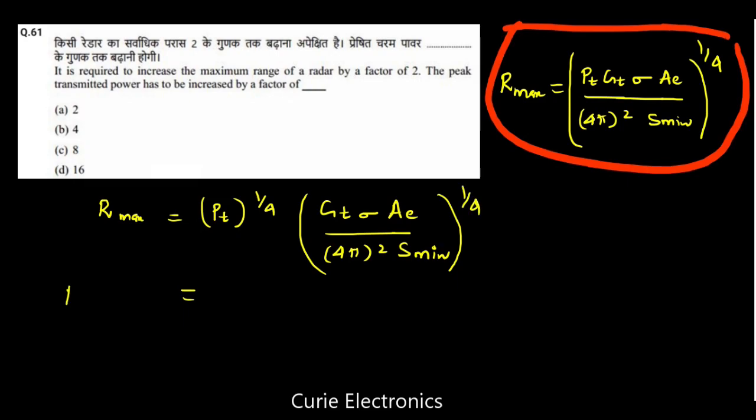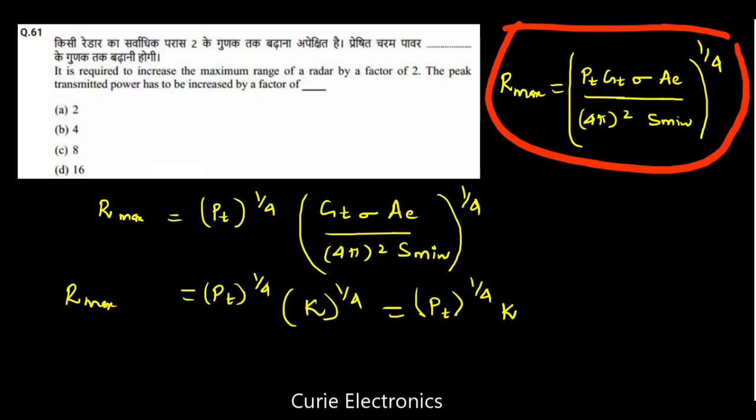So now my R max, radar range maximum, equals PT to the power 1 by 4. These terms all I will take as a constant to the power 1 by 4. Again the same thing, how do I write? Transmitted power to the power 1 by 4. One constant simply I will write, because if I take 1 by 4 also, I will get a constant only. So we are worried about the variation of the maximum radar range and the transmitted power. Now we have to increase the range by a factor of 2.